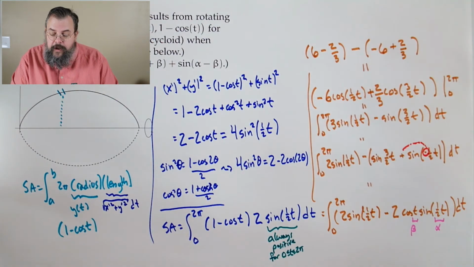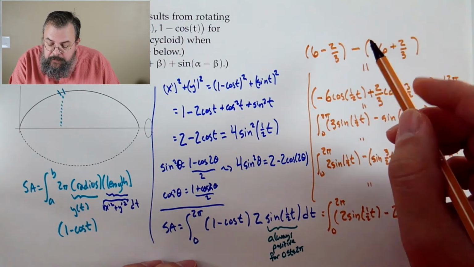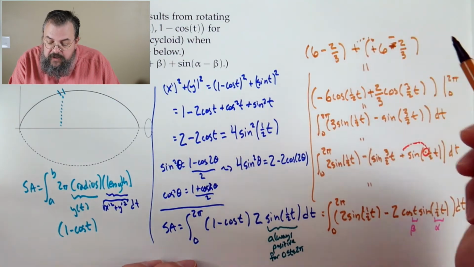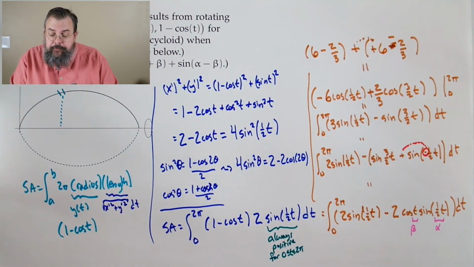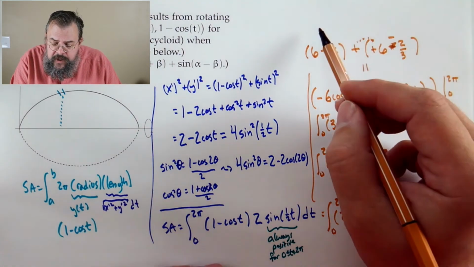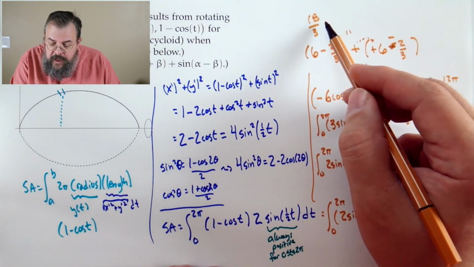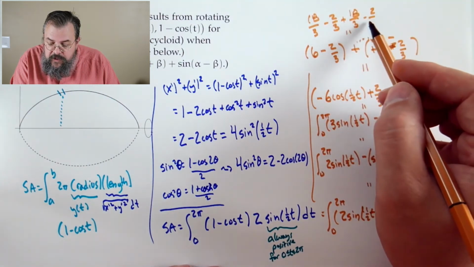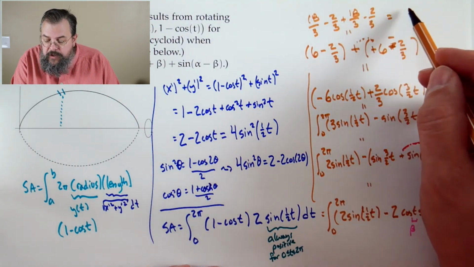So what are we left with? Well, we have 6 minus 2/3, and here, again, if you distribute the minus through, plus, and this will become minus. So it's really 12 minus 4/3 when you work it out. But if you put everything in terms of thirds, so 18/3, and then minus 2/3, plus 18/3, minus 2/3. So that's 36/3 minus 4/3 leaves us with 32/3.